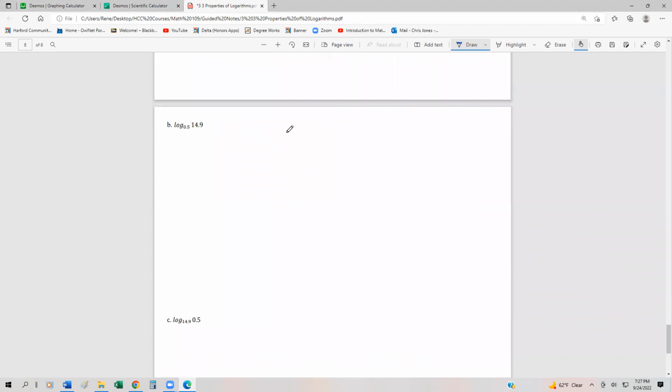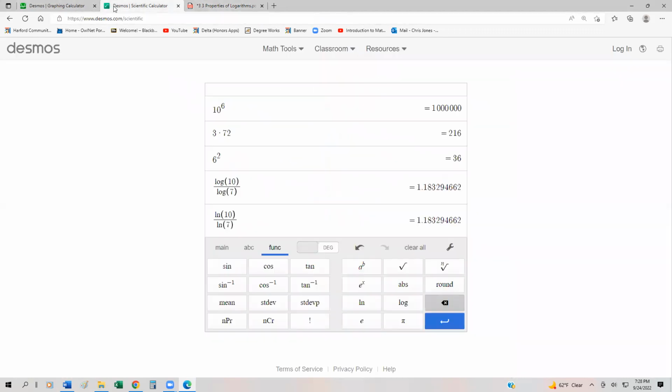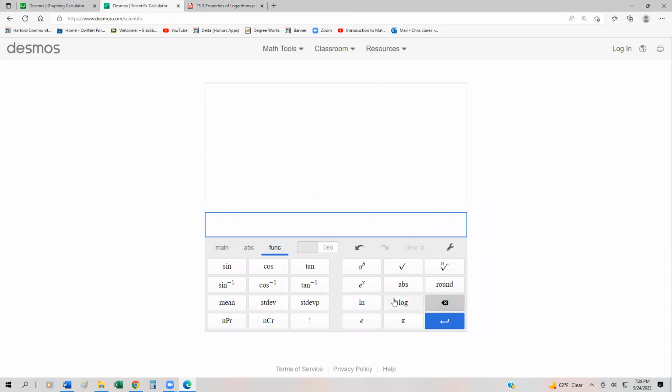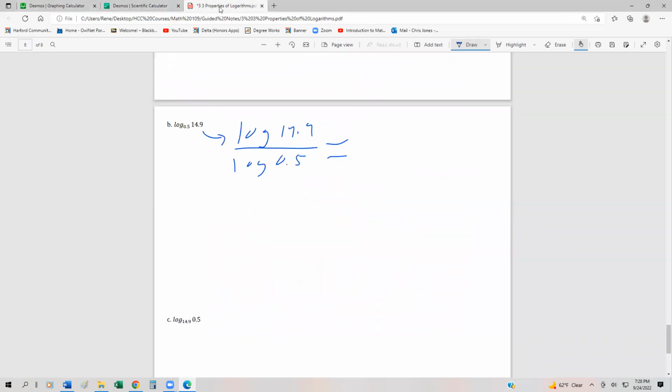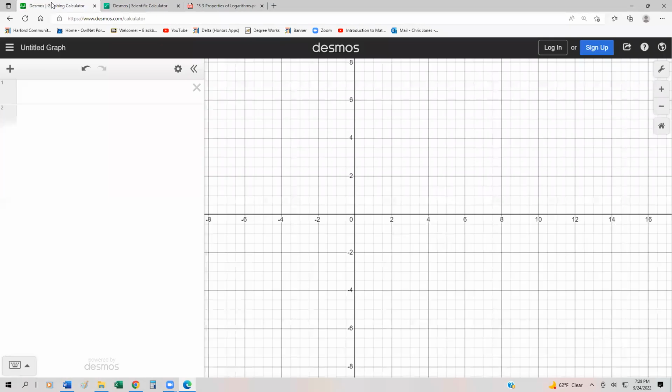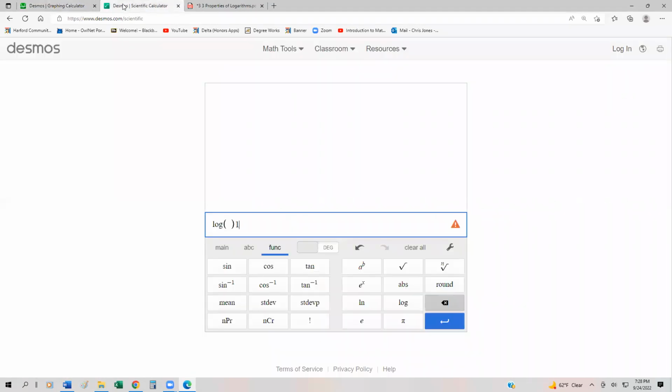Log base 0.5 of 14.9 is going to be log of 14.9 divided by log of 0.5. And then we just approximate that. We can go into our calculator, and again, it doesn't matter. So I'm going to have log of 14.9 divided by log of 0.5. All right, so we get negative 3.8972.